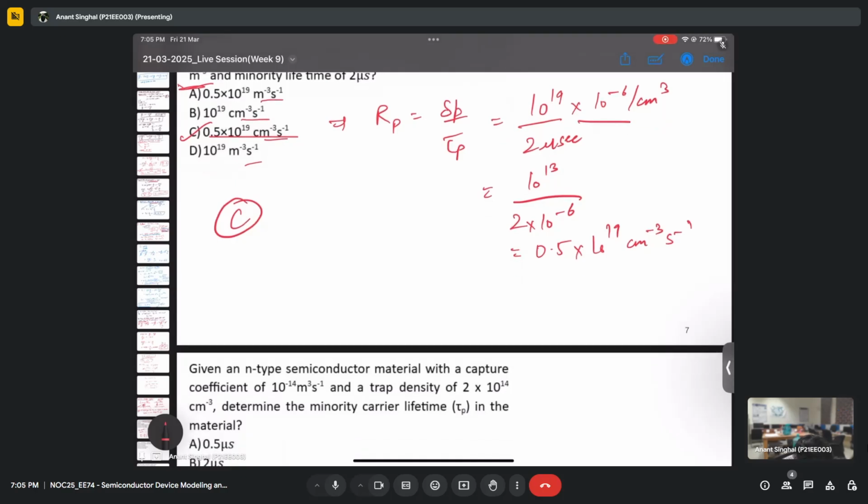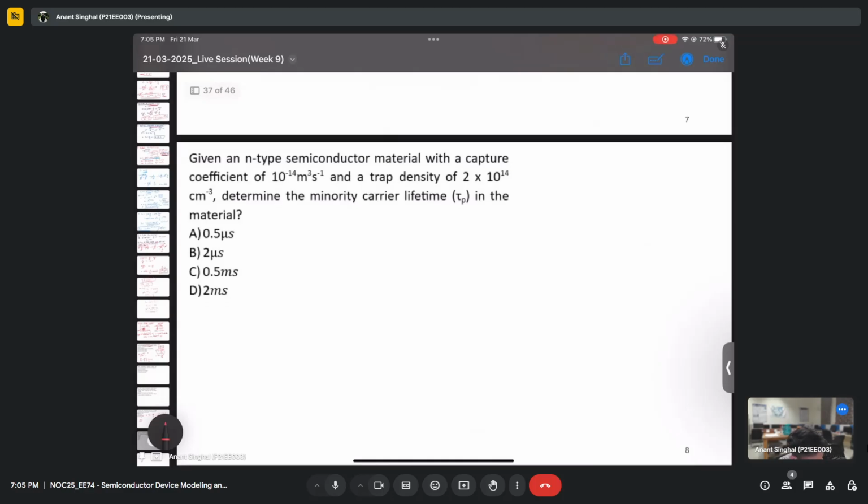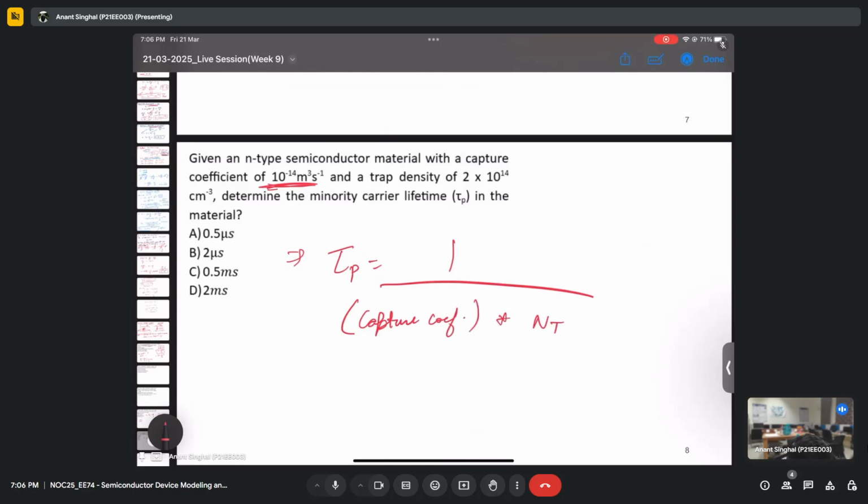Similarly, we have an n-type semiconductor material with a capture coefficient. So there is a capture coefficient also associated with that. Let me write the formula for this. For the minority carriers, since we have n-type, this will be tau p. The formula is nothing but 1 over the capture coefficient, whatever the coefficient is given, multiplied by Nt, that is the trap density.